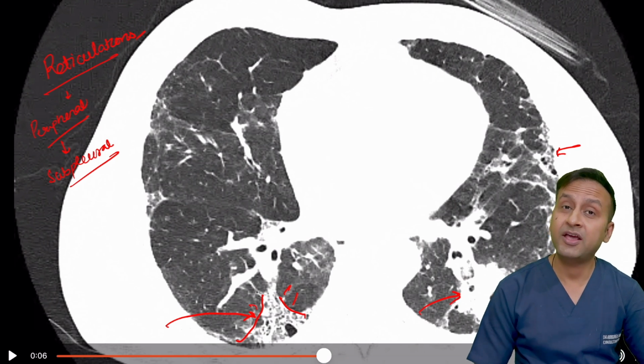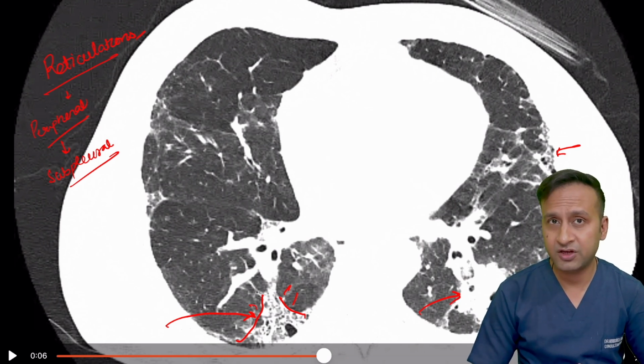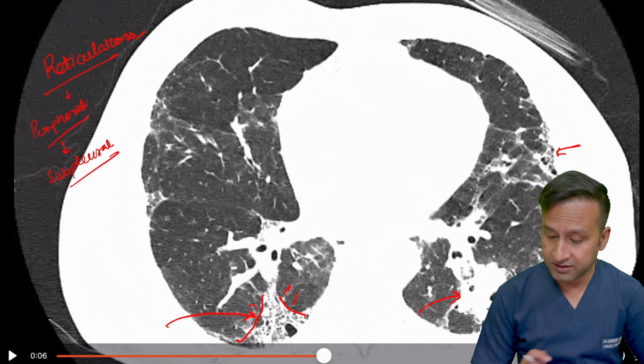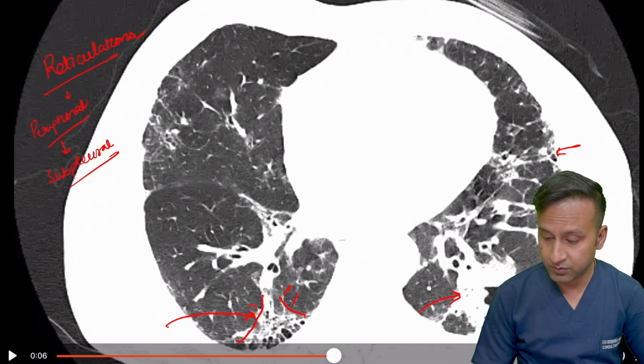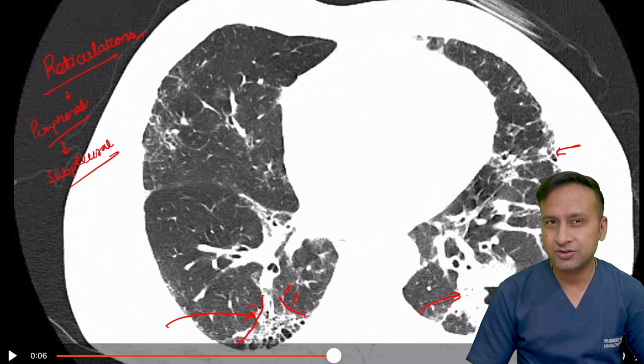I can see an area of airspace opacification, which is not usually seen in interstitial lung diseases. What is this? Let's go ahead and try to decipher it once again. I can now even see some cavitation in this. Now, cavitation usually doesn't occur in ILD, so it means that there is something gone wrong with this case.